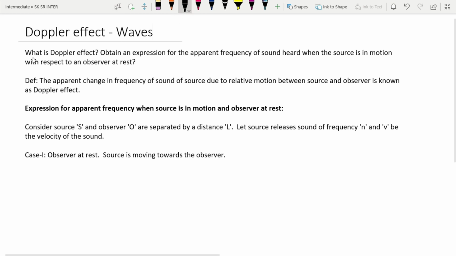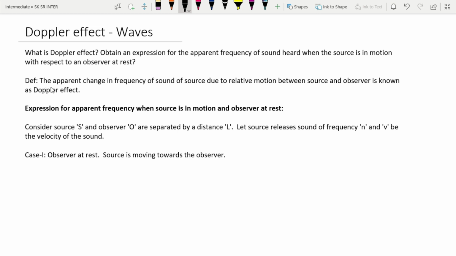Today our question is, what is Doppler effect? Obtain an expression for the apparent frequency of sound heard when the source is in motion with respect to an observer at rest. This is an essay question, belongs to waves lesson. What is Doppler effect? We have to derive an expression when source is in motion and observer is at rest.